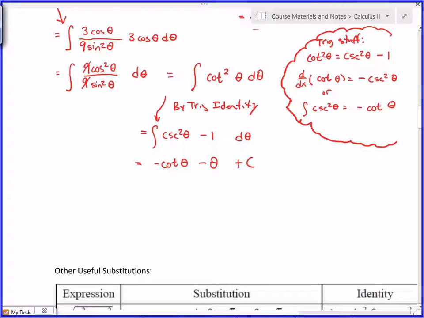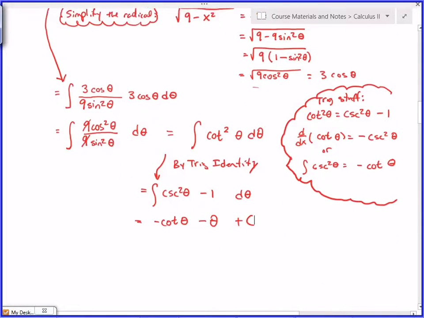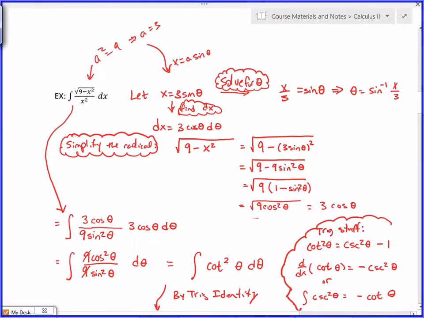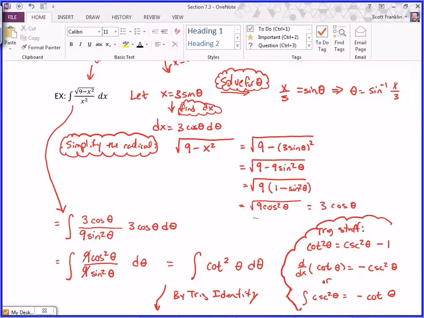Going back and remembering what our trig functions mean. Okay? I want you to look at something with me. The last step here is to build the triangle. And what do I mean by build the triangle? This statement right here that I'm going to put a green box around.